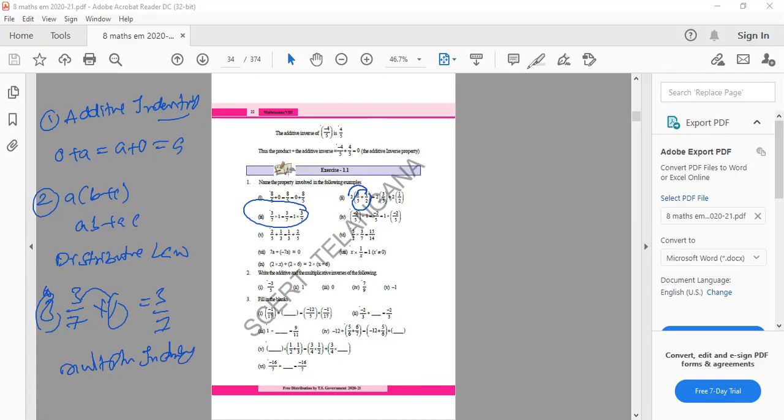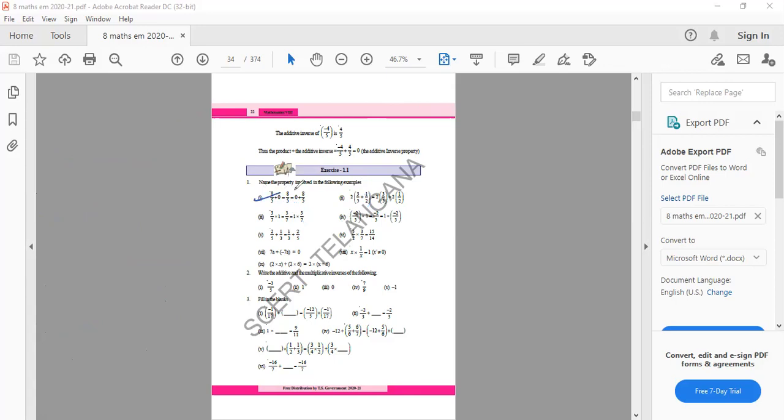Similarly, what is the fourth answer? First is done, second is done, third is done. What is the fourth answer? Is it additive identity? Please check it out. First you see that very clearly: something you multiply with 1, you get the same answer. Fourth one is multiplicative identity. Third answer is multiplicative identity, and the fourth also is multiplicative identity only. Next, what is the fifth one now?